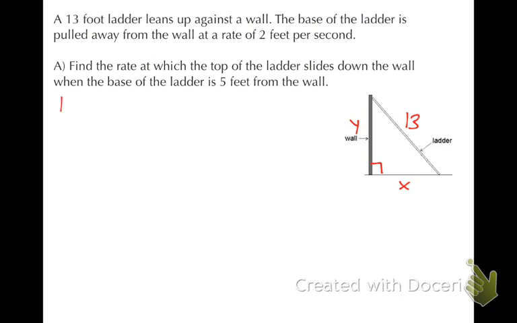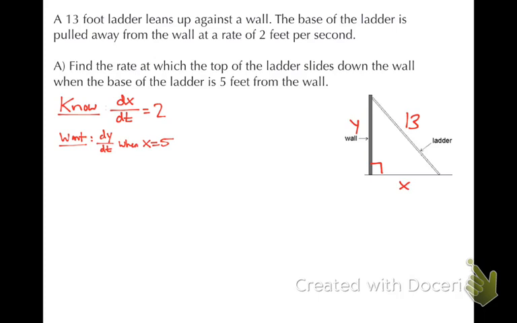So let's write down what we know. We know the base of the ladder is being pulled away from the wall at a rate of 2 feet per second. So that's the rate of change in x over time, and that would be a positive 2. If that base is being pulled away from the wall, that distance x is getting bigger, it's increasing. What do we want here? We want the rate at which the top of the ladder slides down the wall, so we want the rate of change in that vertical distance over time, and we want that at the exact instant when the base of the ladder is 5 feet from the wall.